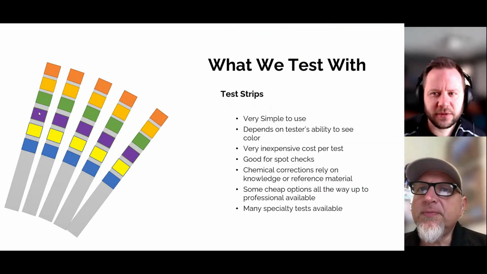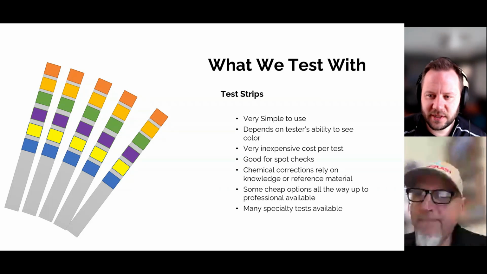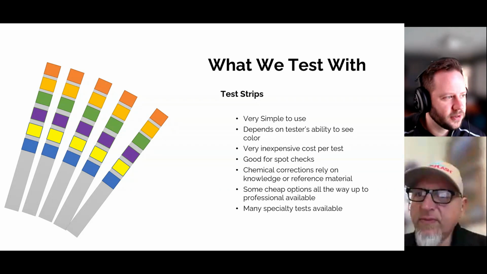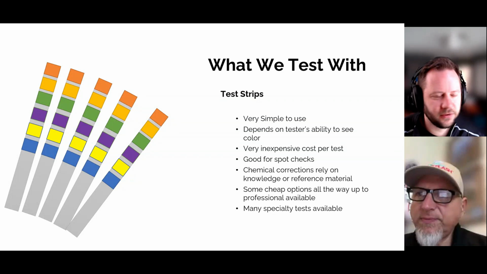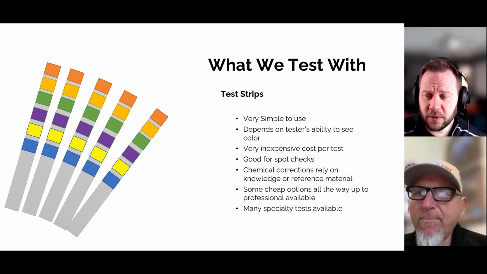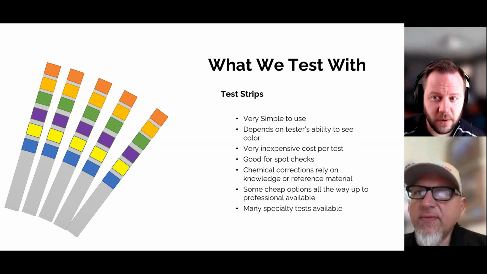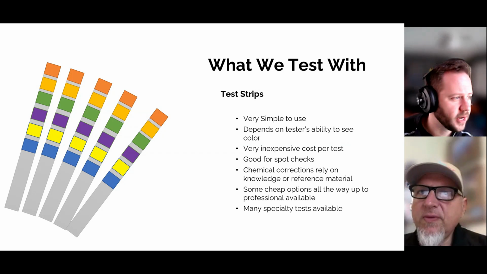Test strips. These ones kind of got a bad rap. They're not as inefficient as people think they are. They've actually gotten better consistency-wise over the last couple years, so they're pretty close when you're testing with them. Very simple to use, which is perfect for homeowners. This is good for spot checks. They're very, very inexpensive. So if you have to test multiple times, this is a good one to go with so you're not breaking the bank doing it.